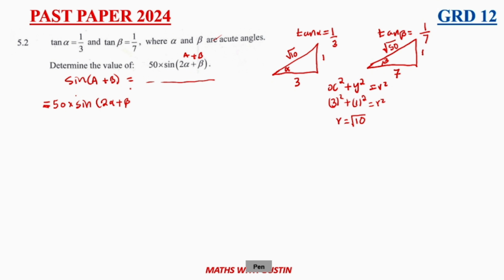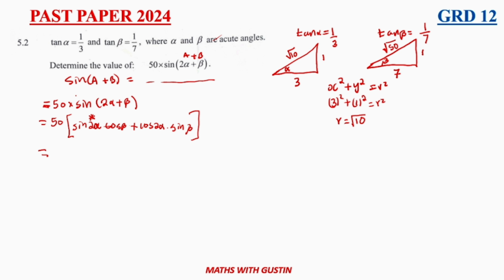Okay, all right, there you go. So if you come here, you're going to say sine 2 alpha times cos beta, plus in this case cos 2 alpha times sine beta, then you close the bracket here. Here we go.